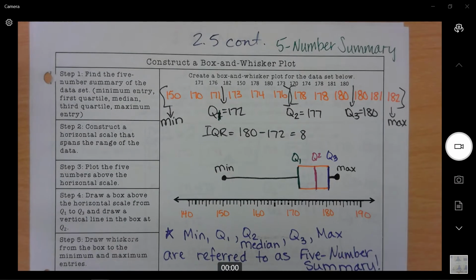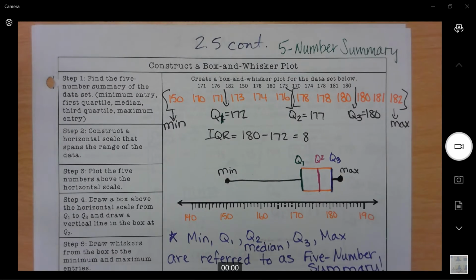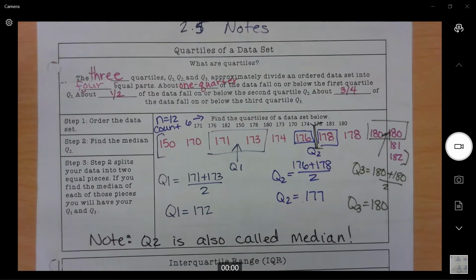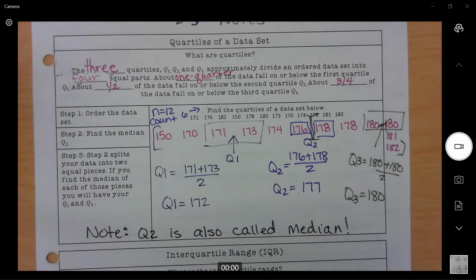Okay, this is the 2-5 notes, measures of position. So we're going to look at quartiles, we're going to look at interquartile range, and we're going to look at the box and whisker plot.